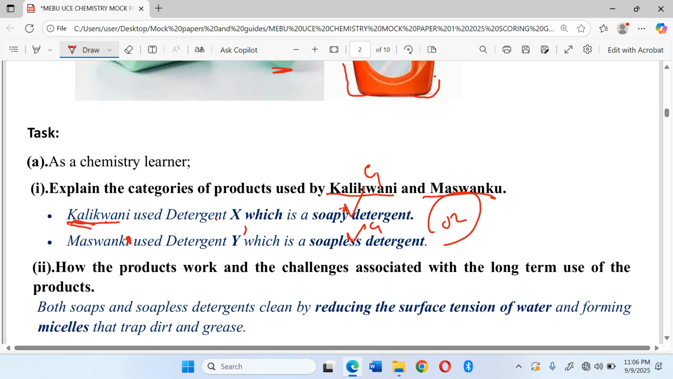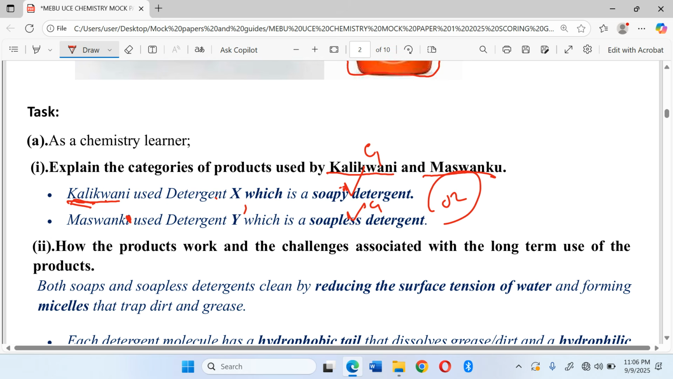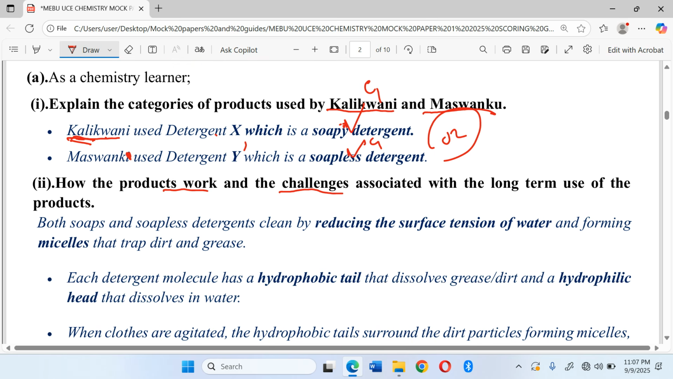Then we have the second task. As a chemistry learner, explain how the product works and the challenges associated with the long-term use of the products. So there are two things: how the product works and then the challenges. It was two in one, where we're looking at the function, how it works, and also the challenges associated with the long-term use of this product. So let's see how we respond to this.